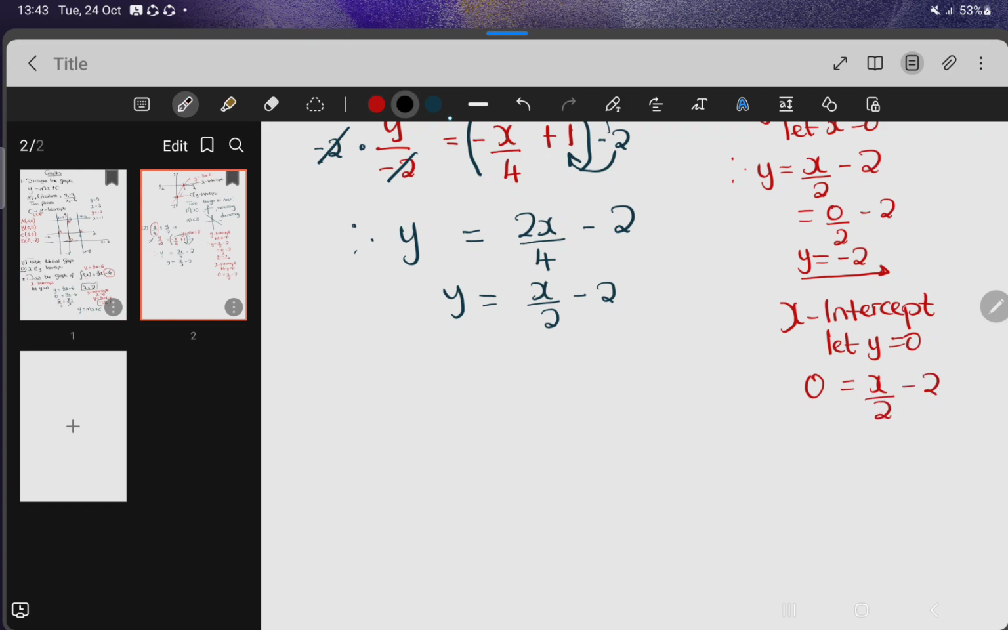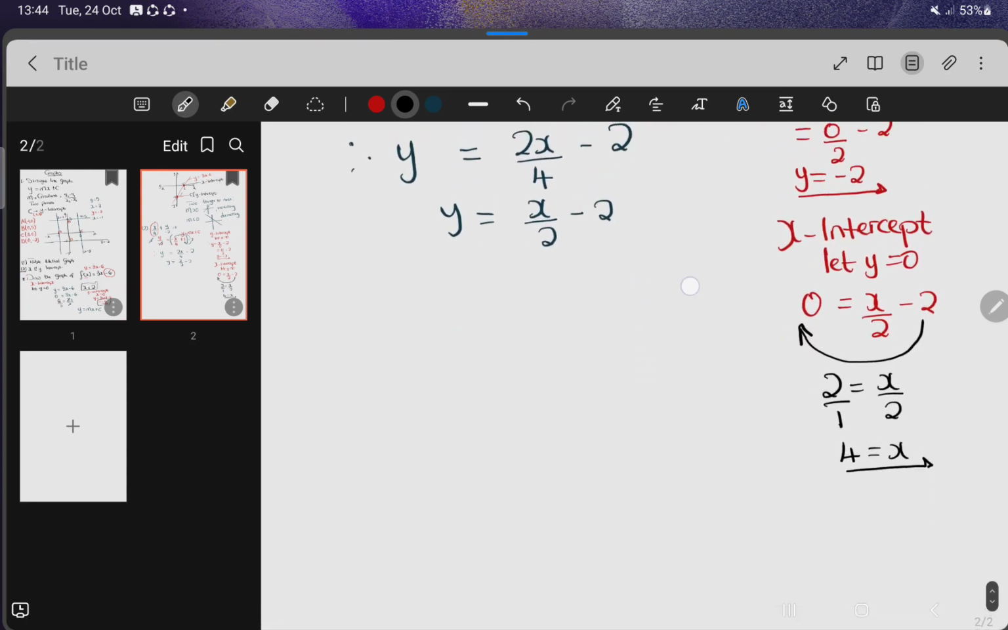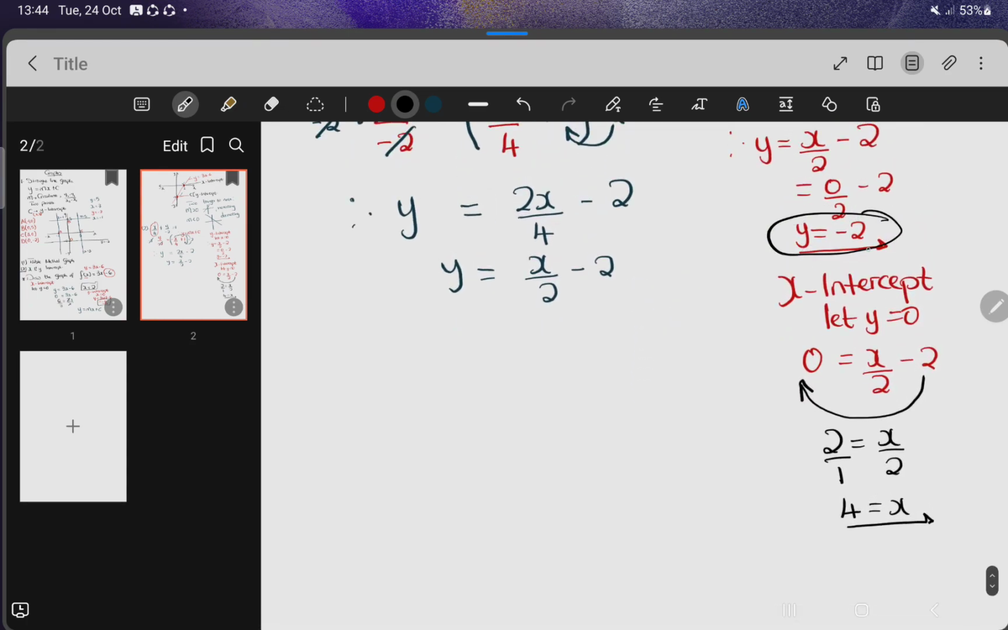Then we take the 2 to the other side. It changes the sign. That is 2, which is equal to x over 2. Then we cross multiply. That will be 2 times 2, which is 4. That is the value of x. Then we can draw the graph. Remember, when we draw the graph, we only need this point and that point. So that is the graph.